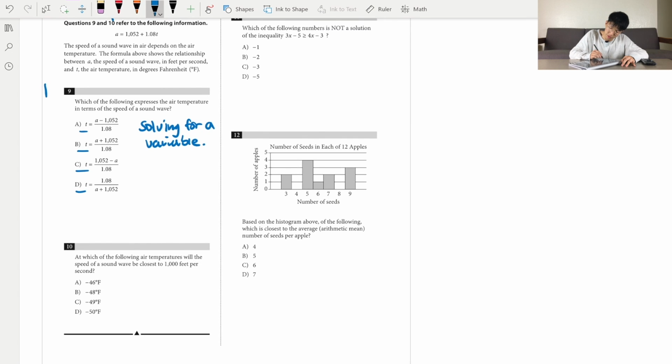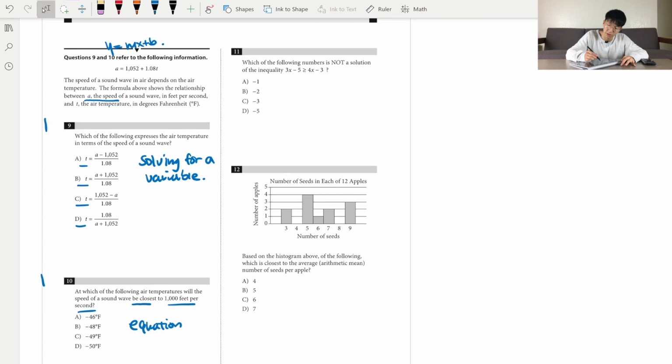At which of the following air temperatures will the speed of the sound wave be closest to 1,000 feet per second? So you're looking for the speed of the sound, and speed of sound is given as a. So you will be using the equation to solve it. When the speed of the sound is given as 1,000 feet per second, you're looking for the temperature, difficulty level 1. Number 11, which of the following numbers is not a solution of the inequality? It's an inequality.